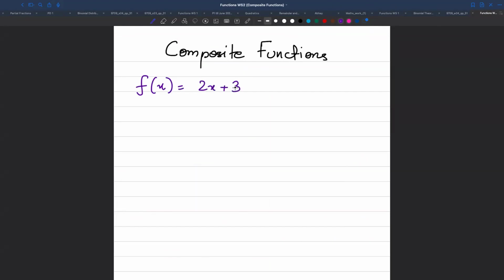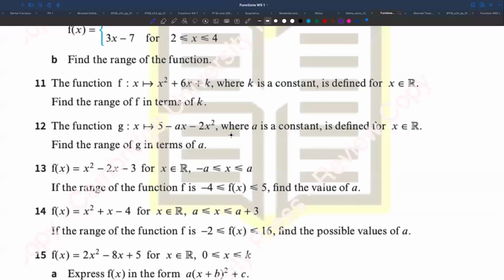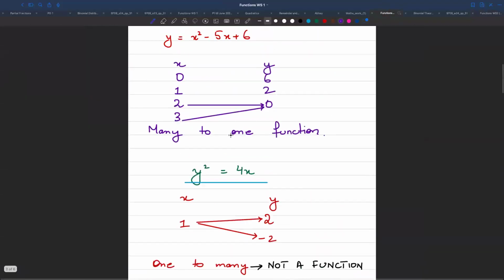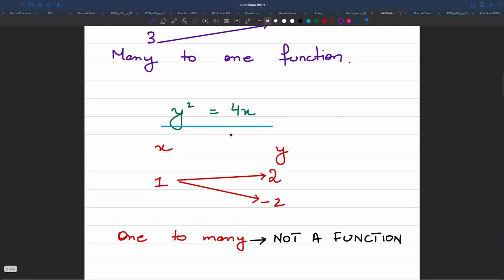Rayan, what is a function? A function is an input-output equation. When you give an x value, it gives you a corresponding y value. Before we attempt any question, we should know that something like y squared is equal to 4x is not a function, because a single input value cannot give multiple different output values. That is important when you're doing inverse functions, right?